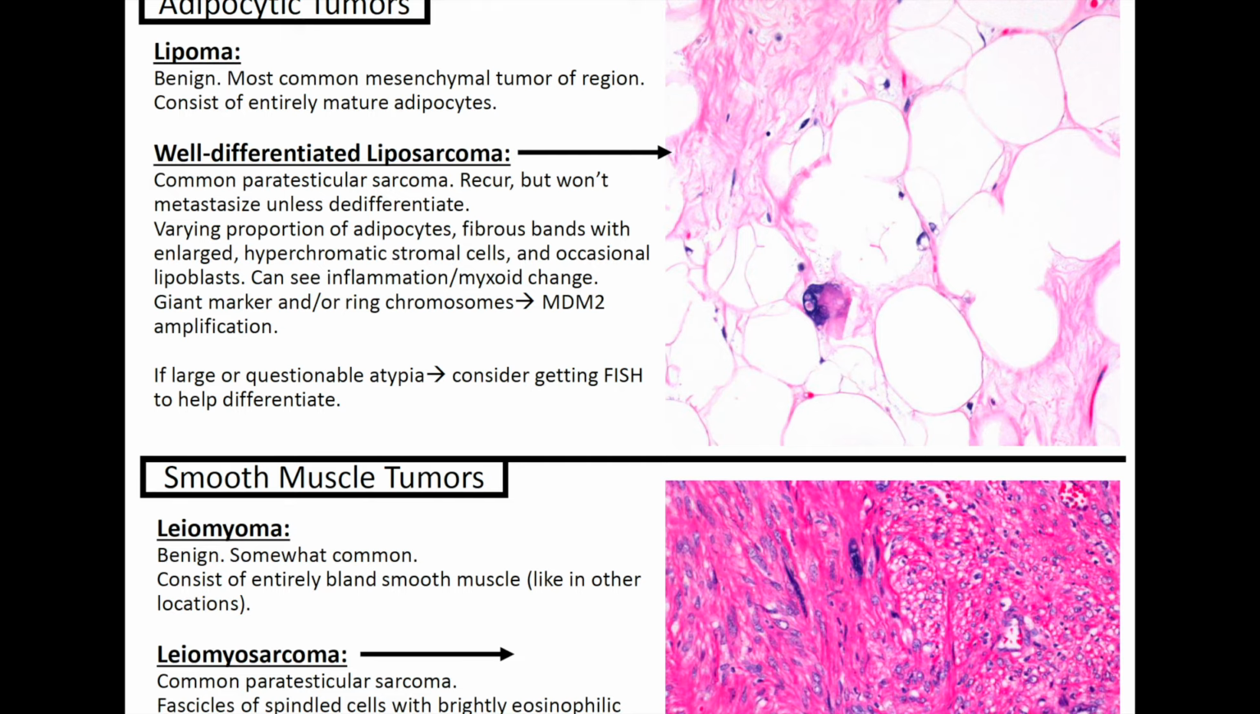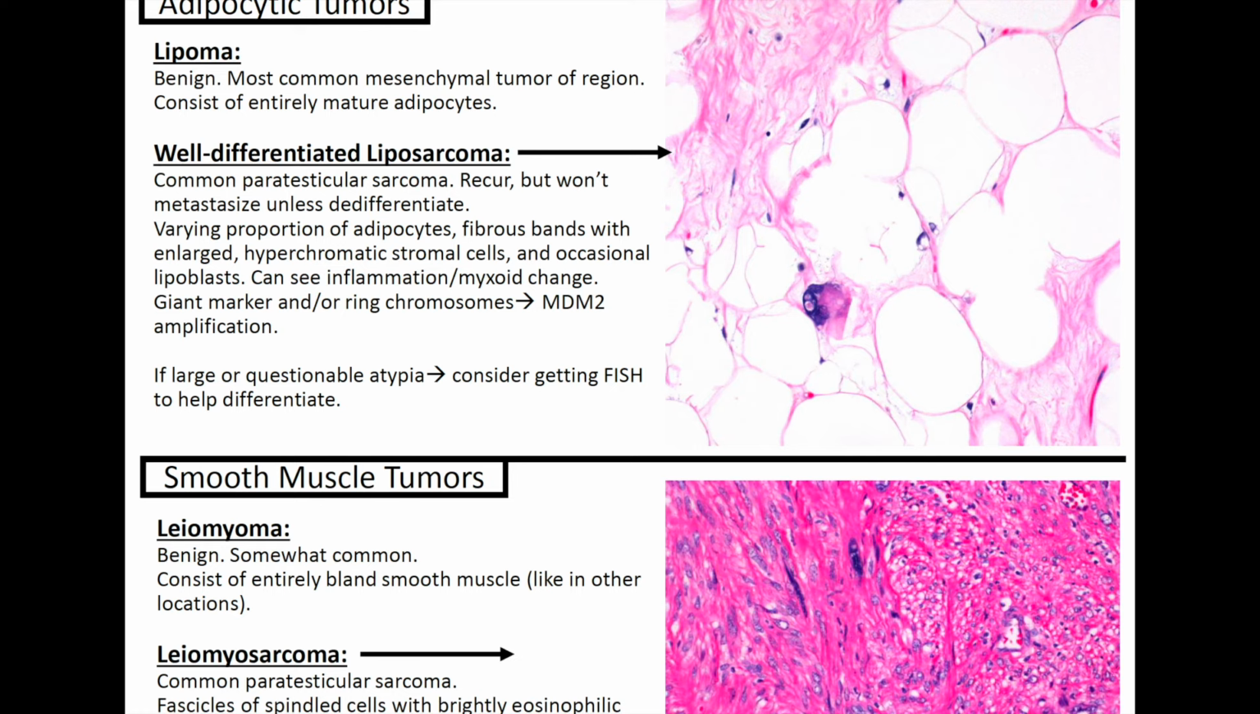So you can also have adipocytic tumors. You can have a lipoma, just like elsewhere in the body. These are benign, the most common mesenchymal tumor of this region, and they consist of entirely mature adipocytes. You can also have a well-differentiated liposarcoma. This is a common paratesticular sarcoma. They often recur but won't metastasize unless they dedifferentiate.